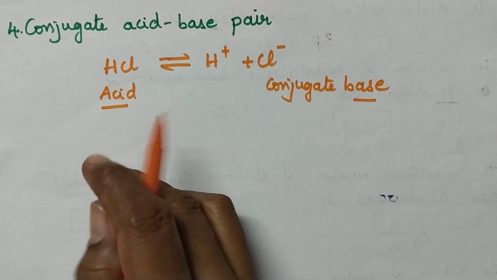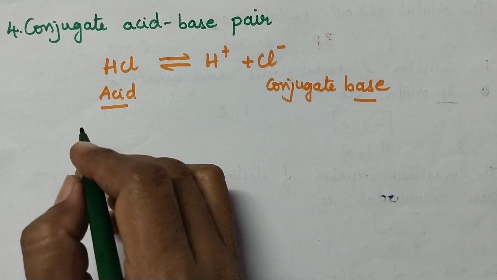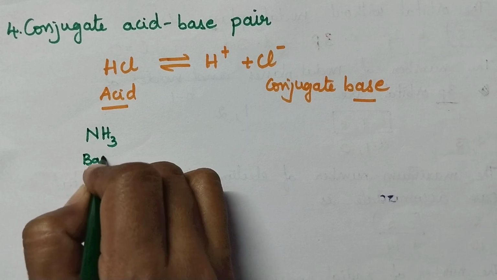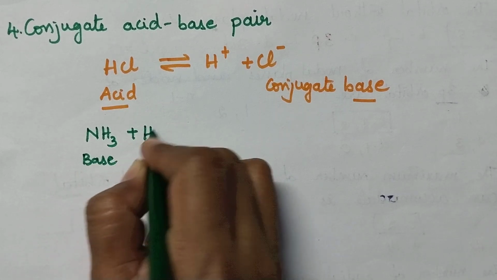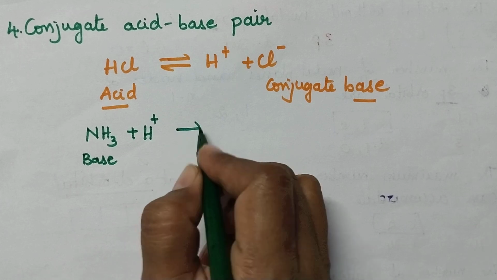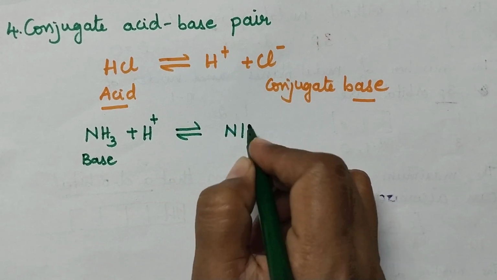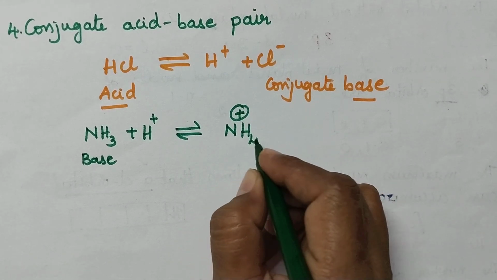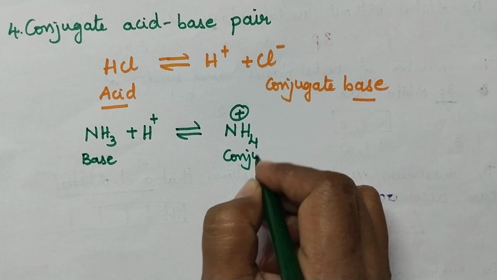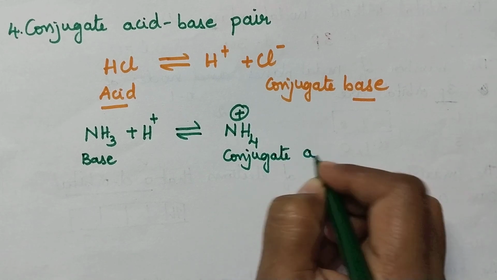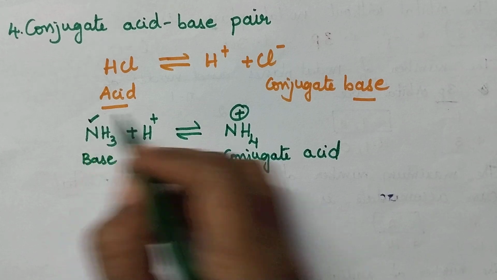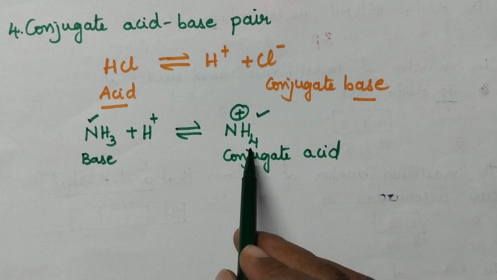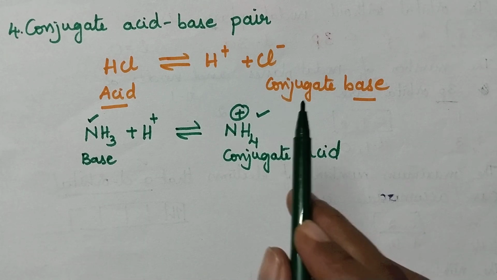Let us see one more example. Here we will consider a base, that is NH3. A base is capable of accepting a proton. So whenever a proton is added to ammonia, it accepts a proton and then it results in the formation of NH4 plus, and it is called a conjugate acid. When we carefully observe the formula of ammonia and ammonium ion, they are differing by only one proton.